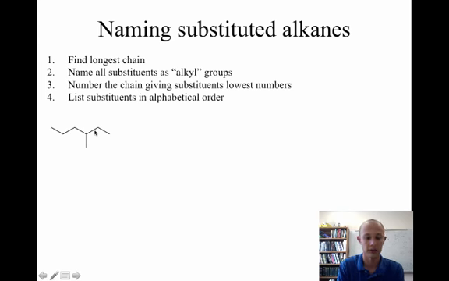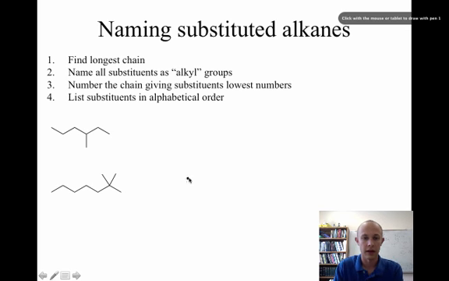Let's do another example. Okay, first find the longest chain. That's going to be 1, 2, 3, 4, 5, 6, 7. So this compound is going to be named as a heptane.